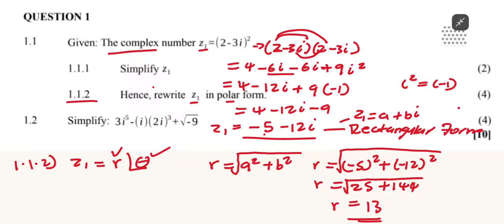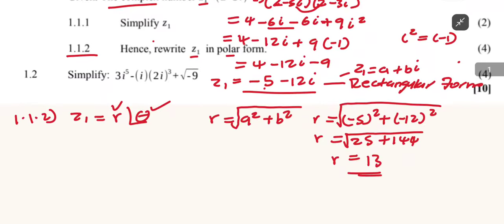So far we have r. Now let us find the angle theta. We must know that the angle theta on the first quadrant is equals to the inverse function of tan, and tan is opposite over adjacent. That is on our first quadrant.